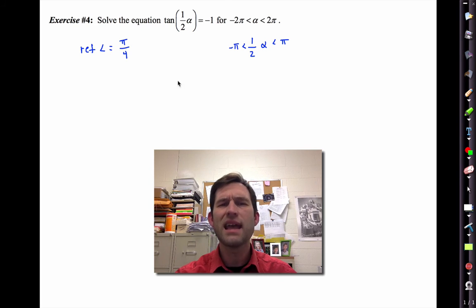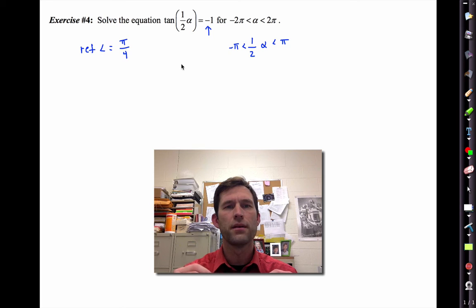But tangent is negative. What quadrant are we in if tangent is negative? I want you to pause the video and really think about this because we haven't had to consider it really this year. Okay, well, we considered it a little bit in the last lesson, but tangent is going to be negative in quadrant 2 and quadrant 4, wherever sine and cosine have opposite signs.